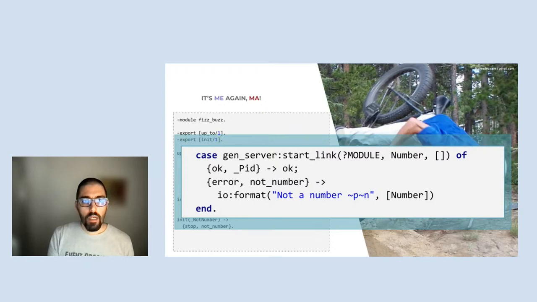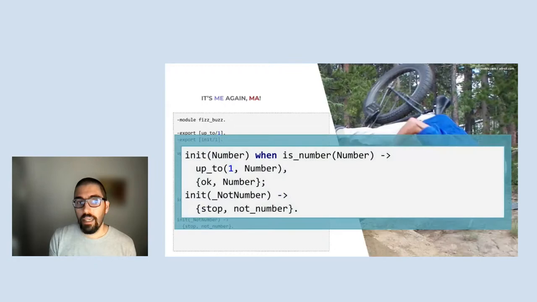And so if it creates a process, then we return OK. And if it doesn't create a process, because it returns an error, we print with the IO format there: not the number, as we did before. So when the process is started by gen server start link, the new process will evaluate the init function with the provided parameter, this one. This function, as expressed clearly in the Erlang documentation, can return either OK and the state of the gen server, or stop and an error. And so the gen server is not even initialized. The process is terminated immediately.